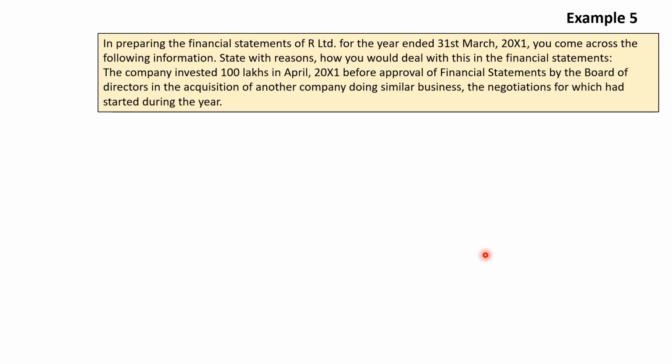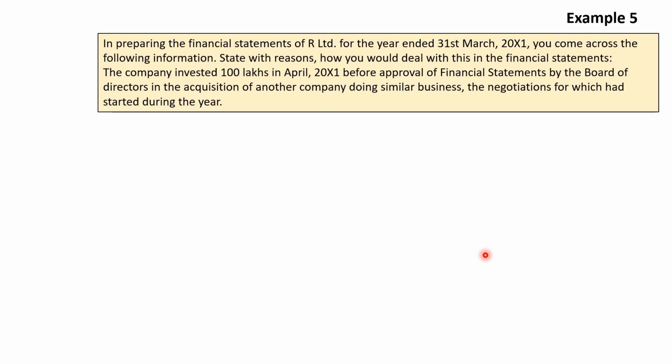So let me read. In preparing the financial statements of R Limited for the year ending 31st of March 2021, you come across the following information. State with reasons how you would deal with this in financial statements. The company invested 100 lakh rupees in April 2021. So on 31st March, the company has not done anything. In April 21, the company has invested rupees 100 lakh, before the approval of the financial statements by the board of directors, in the acquisition of another company doing similar business, the negotiations for which had started during the year.